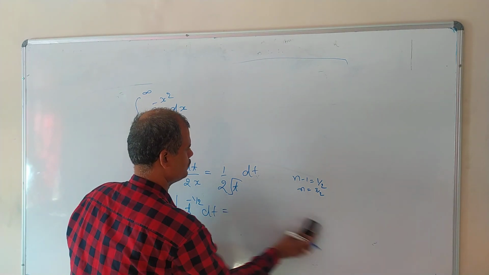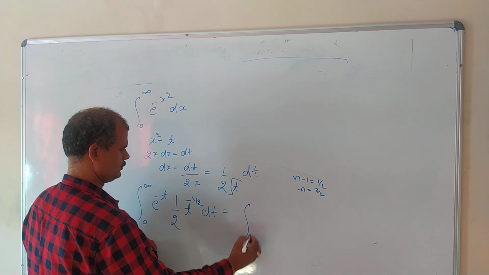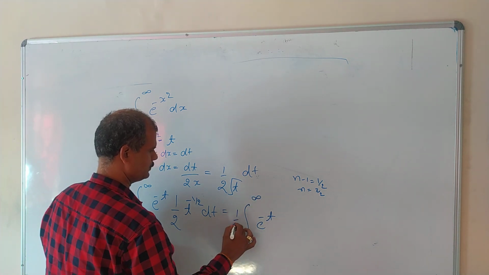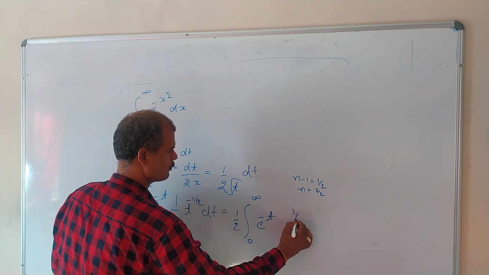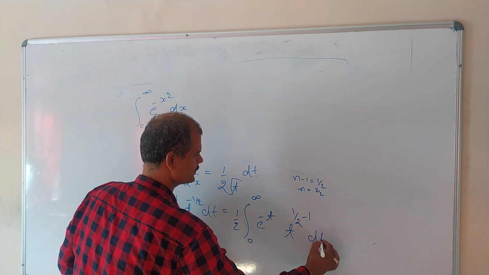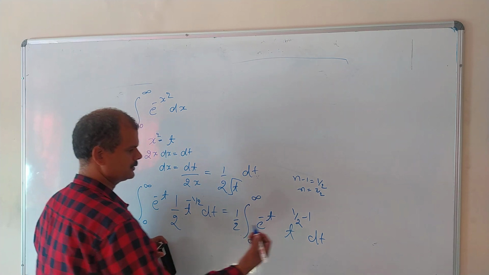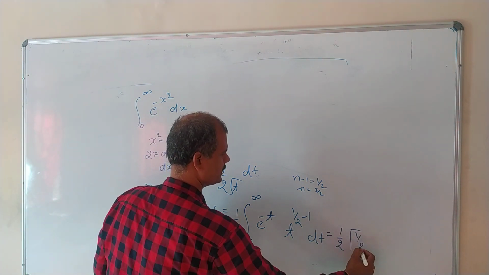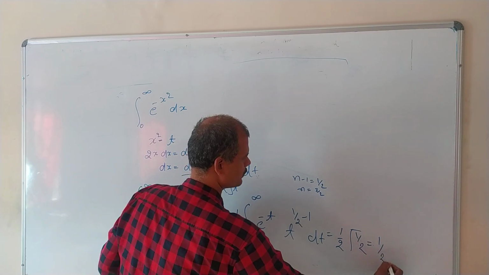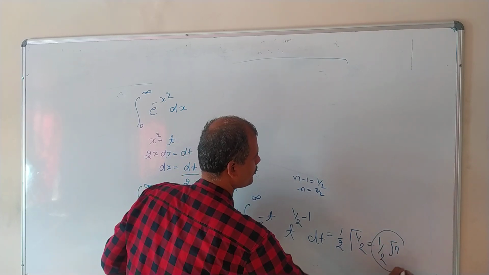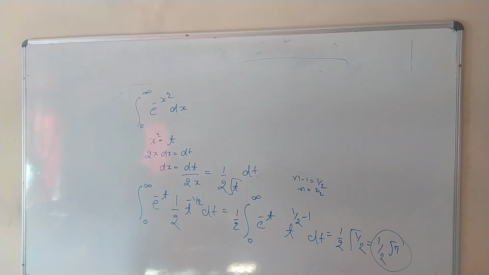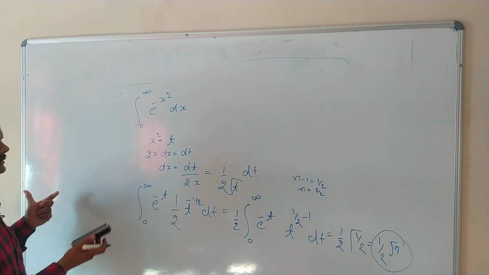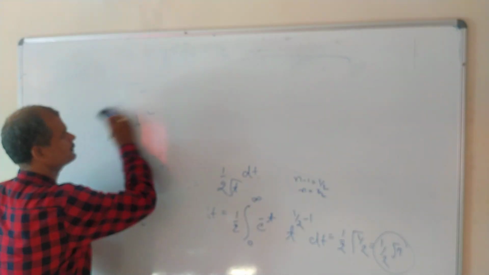Or you can also do here 0 to infinity e power minus t and 1 by 2 and t power 1 by 2 minus 1 dt. So n minus 1 form, right? So this will be 1 by 2 gamma 1 by 2. So gamma half equal to root pi. So root pi by 2 will be the answer. Fine. I have given this n minus 1 form. So half minus 1 equal to minus half. So this was the one problem.